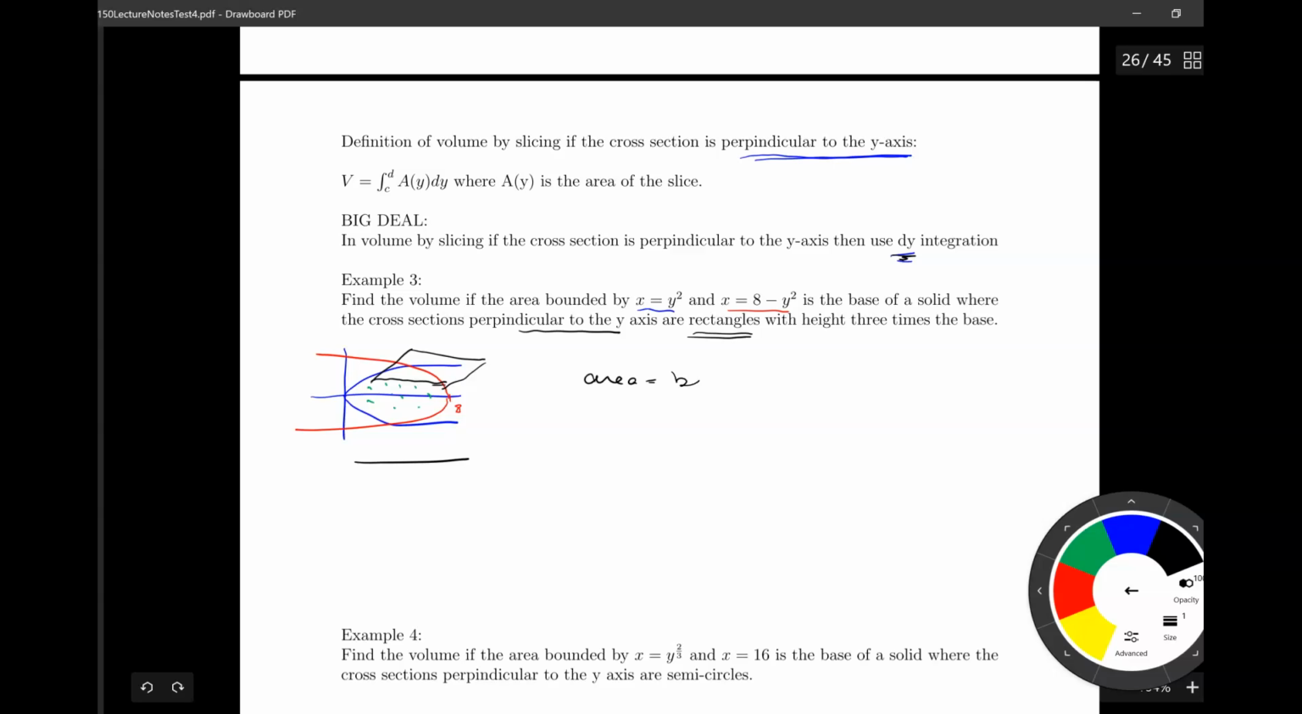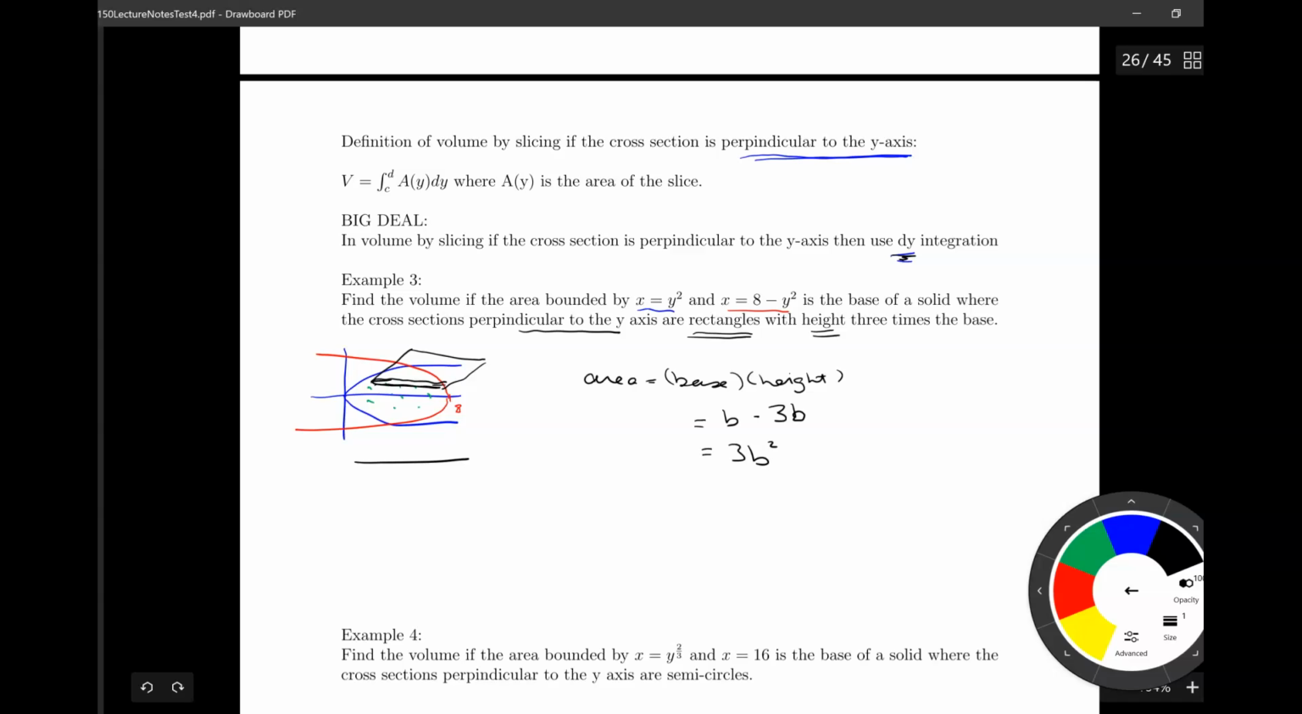See, the area of the rectangle is base times height. And they tell me the height is 3 times the base. So 3 times the base for the height, and then base. So my area equation is 3 times base squared.